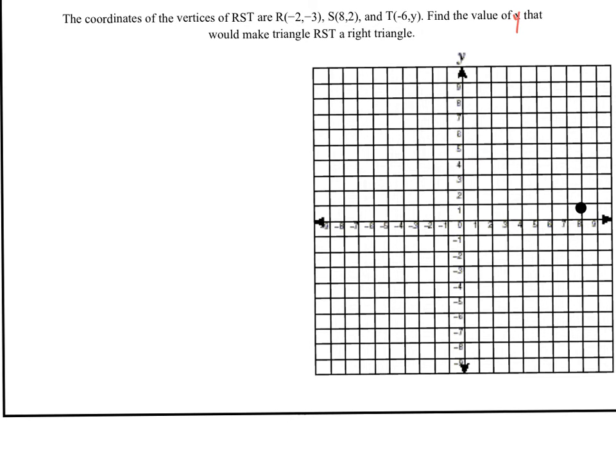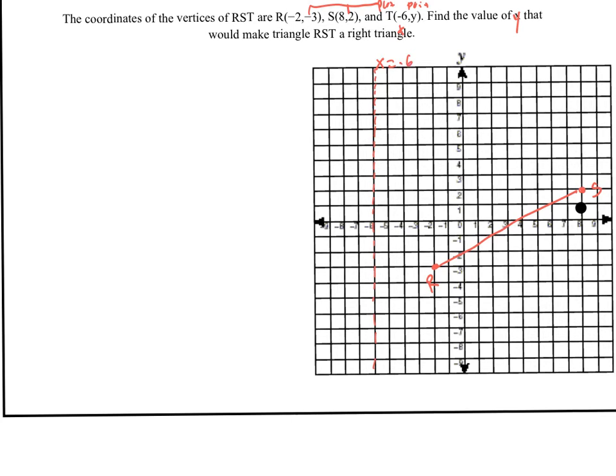So we're going to plot our known points, which are R and S. We know (-2, -3) is our first point, that's our R, and S is (8, 2). And that is our S. All right, so you connect that. And our T is going to be somewhere where X equals -6. So we'll go to -6, and I'm just going to draw a dotted line at X equals -6, because somewhere on this line is where my point is going to be.